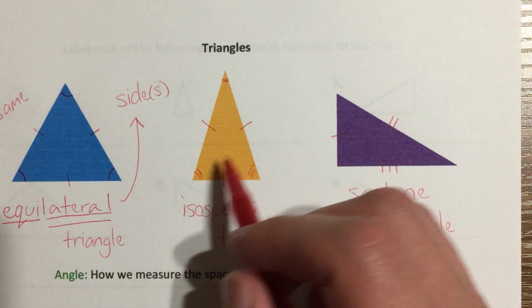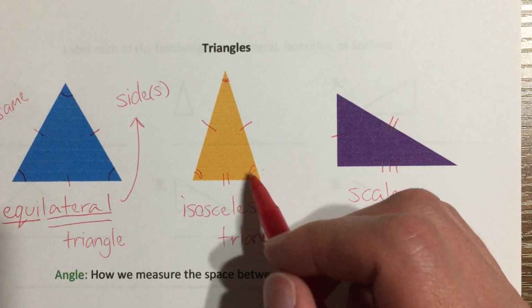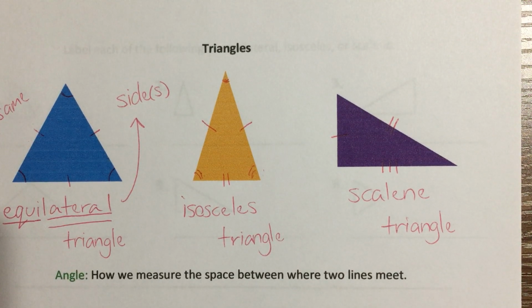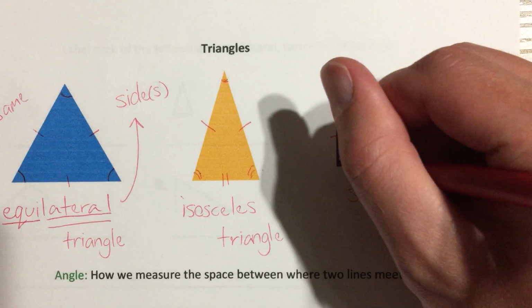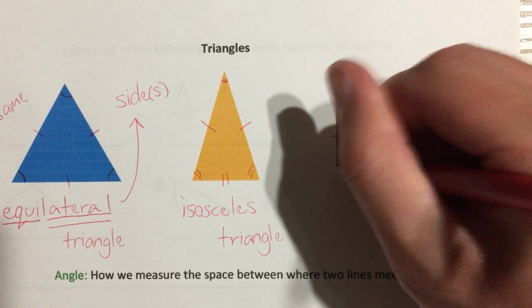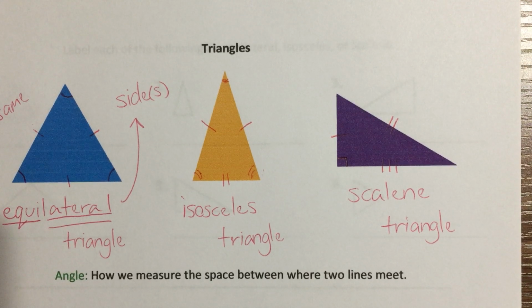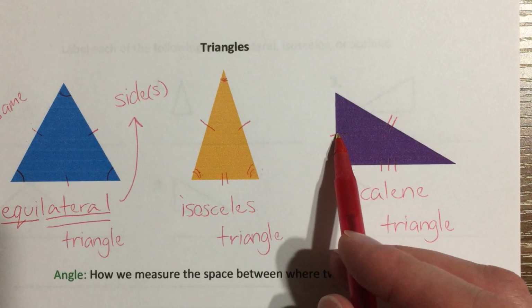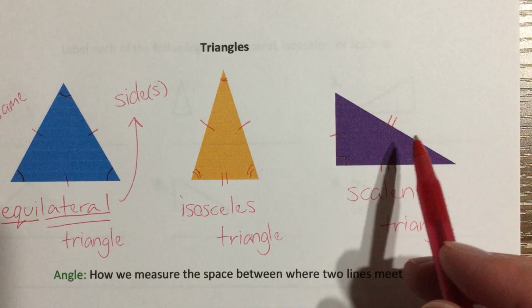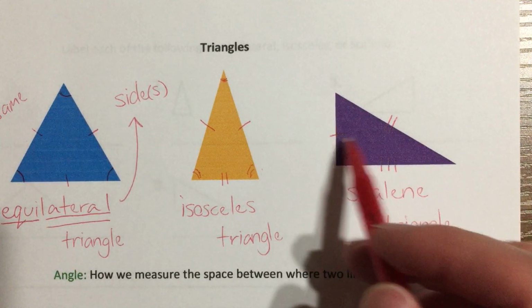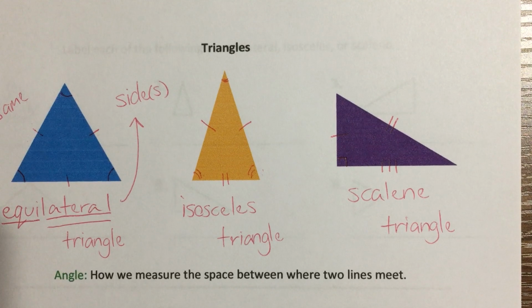But these 2 right across from the lines that are the same are going to be the same angle as well, which is kind of cool. Over here is something we'll talk about later on as well. I'll draw a little square in there. You'll find out why later. But again, this side is different from this side, is different from this side, which tells me all 3 angles are going to be different.